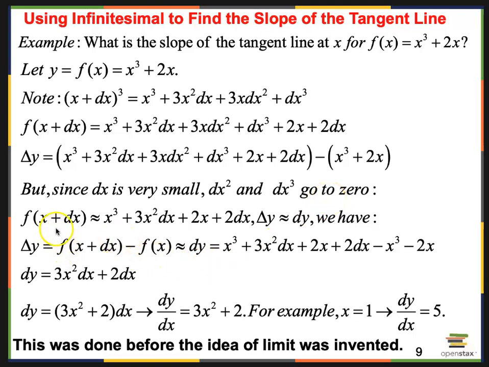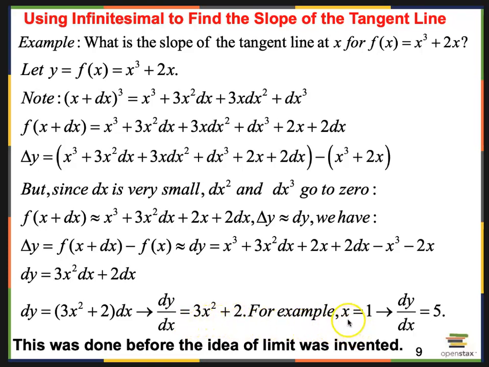So we can see that f of x plus dx is approximately x cubed plus 3x squared dx plus 2x plus 2 dx. Change in y equals dy. So that's where that dy equals the change in y. And we're looking at a difference. Okay, dy equals 3x squared dx plus 2 dx. We can factor the dx out. dy/dx equals 3x squared plus 2.